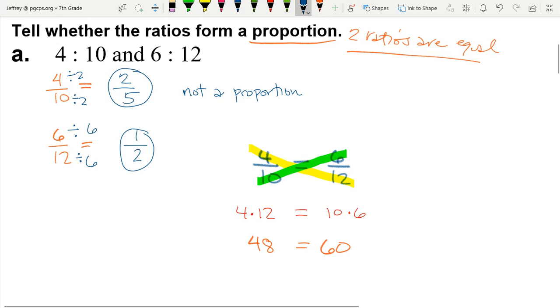Now, does it form a proportion? Is it equal? Is 48 equal to 60? No, it's not. So it is not a proportion. Okay? Now, if you use your calculator, you can just write 4 times 12 on the top right here, and it's going to be 48, and this is going to be 60, so it is not equal. Okay? Make it faster.